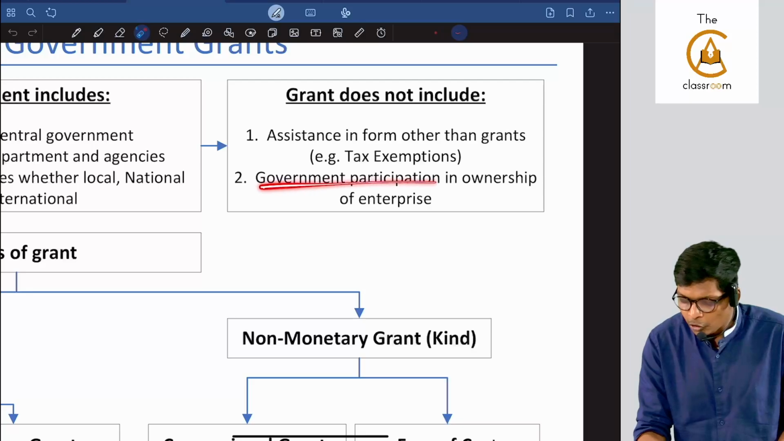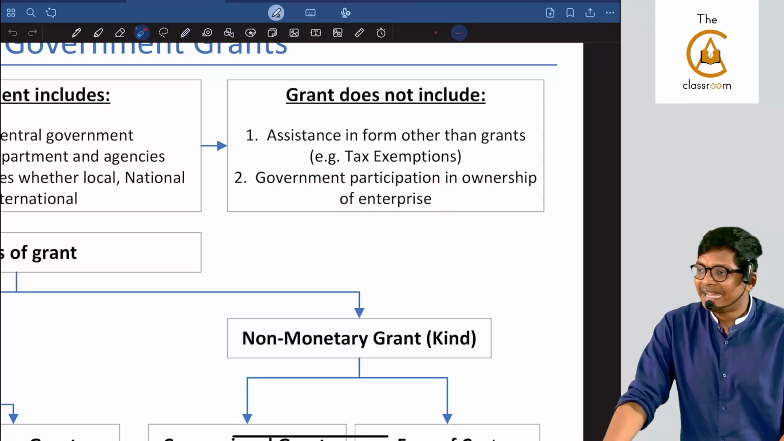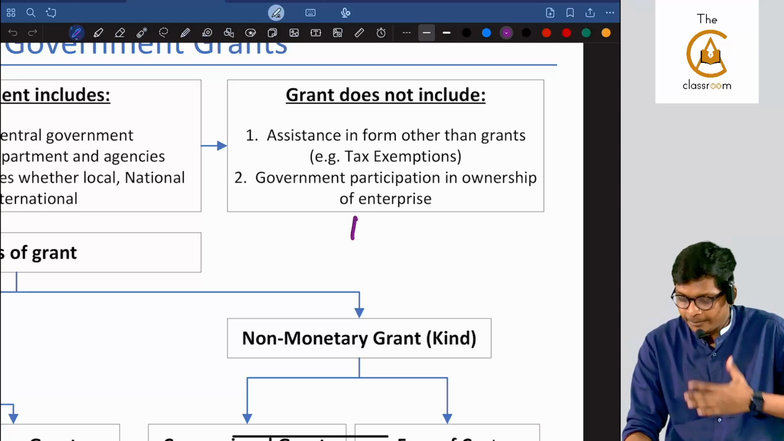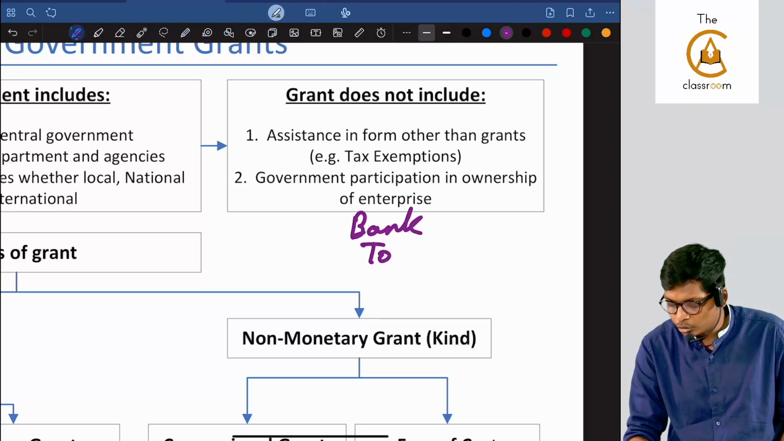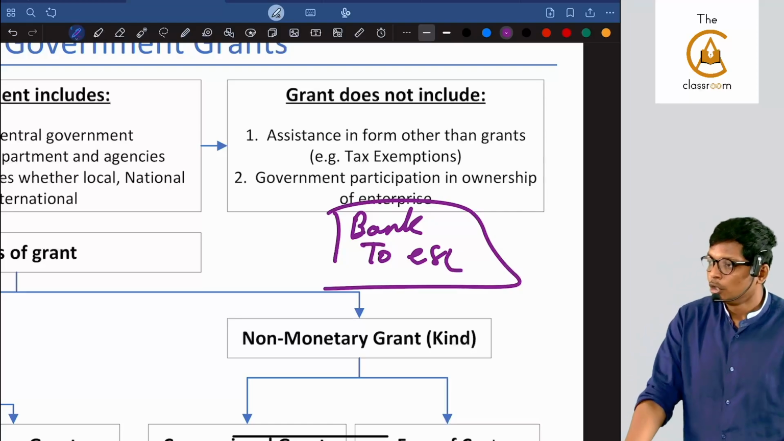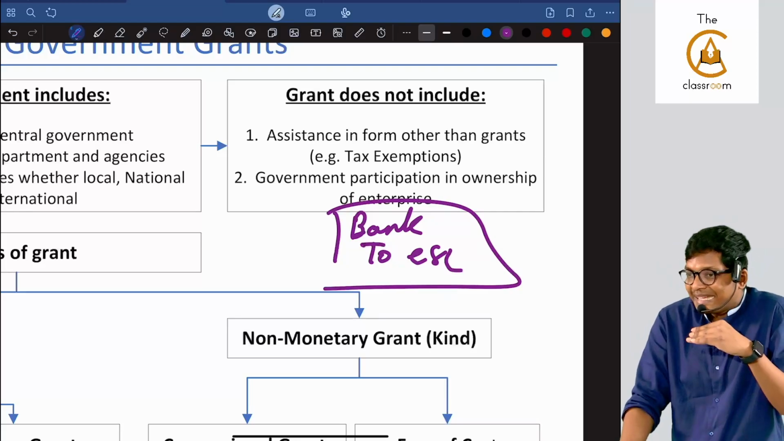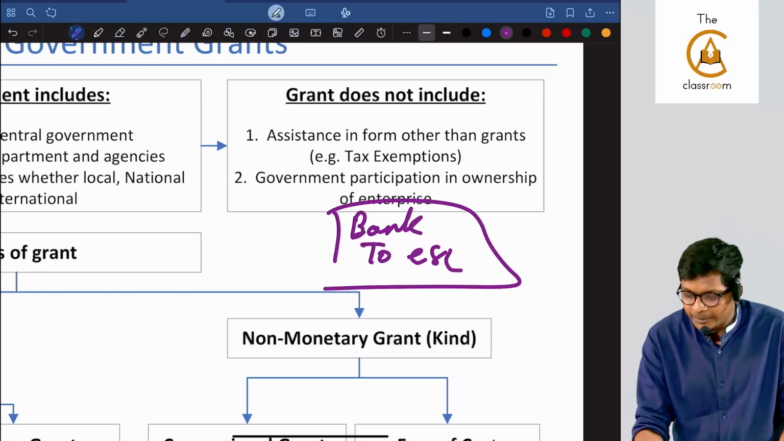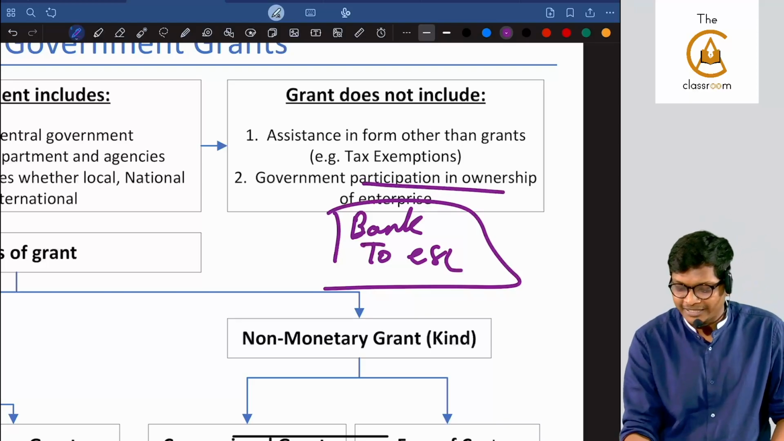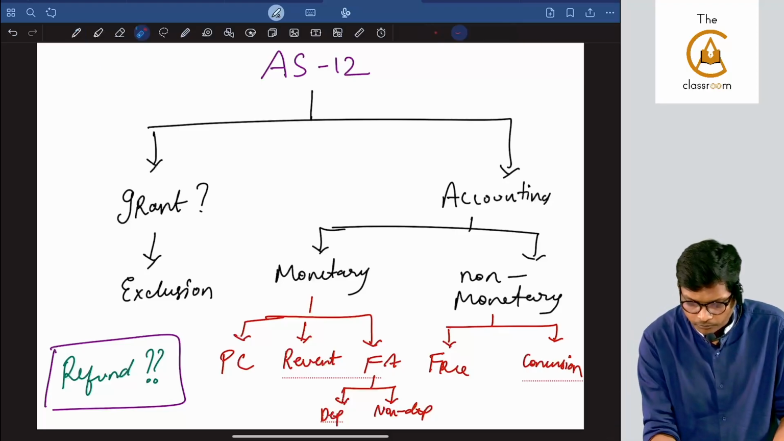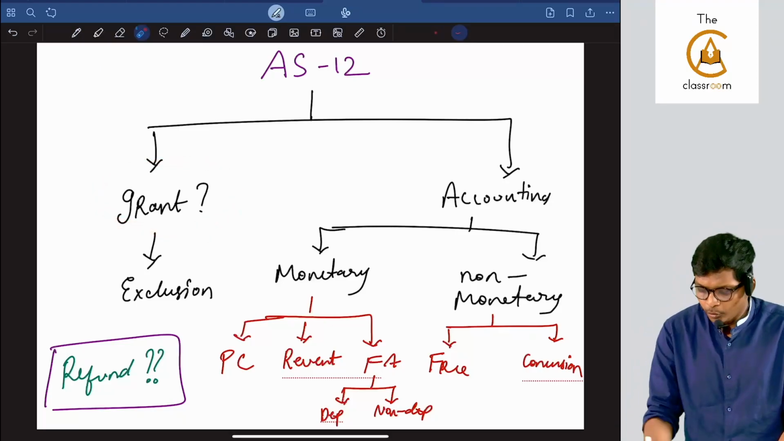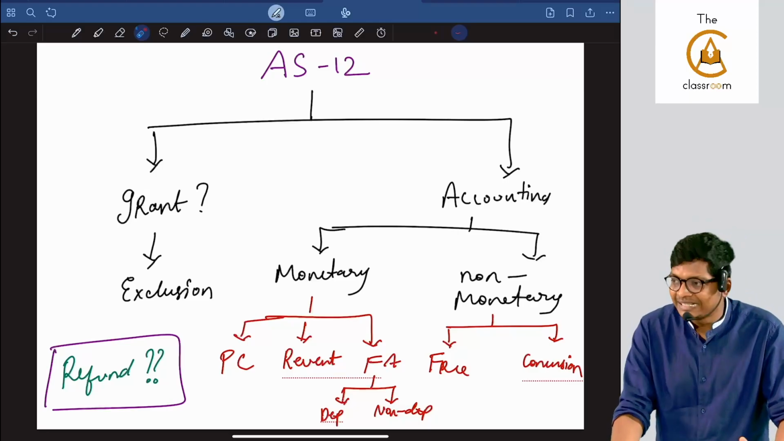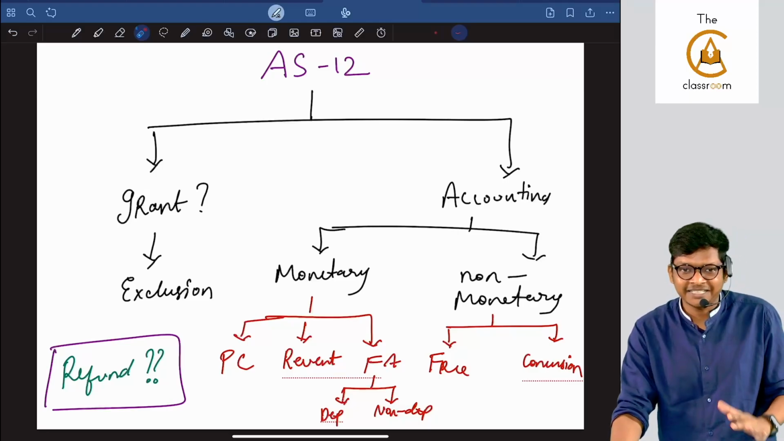Next. Government participation in ownership of an enterprise. Let's say government is buying shares in your company. The entry that I am passing is bank to equity share capital. So government is investing in my company. In exchange, I'm giving them equity. Are you following? That is called equity participation. That is excluded. Are you following, guys? Clear? So you have understood what is a grant. You also understood exclusions from a grant, what is not there in the definition of grant. Is that clear, guys? Next.